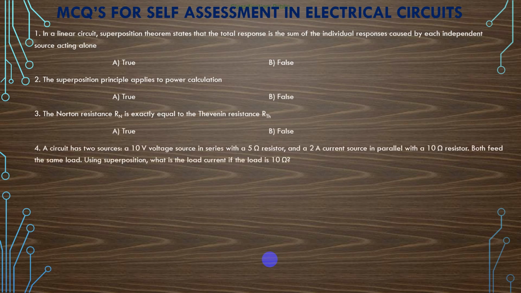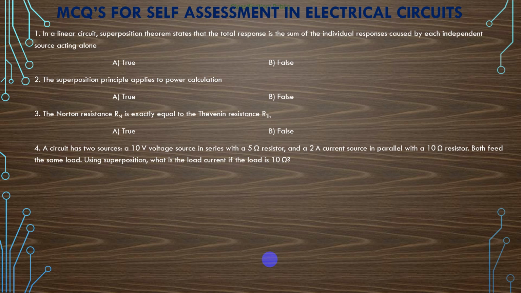Okay, a circuit has two sources: a 10 volts voltage source in series with 5 ohms, that is voltage source and resistance, and a 2 amps current source in parallel with a 10 ohm resistance. Both feed the same load. Using superposition, what is the load current of the load, 10 ohms?